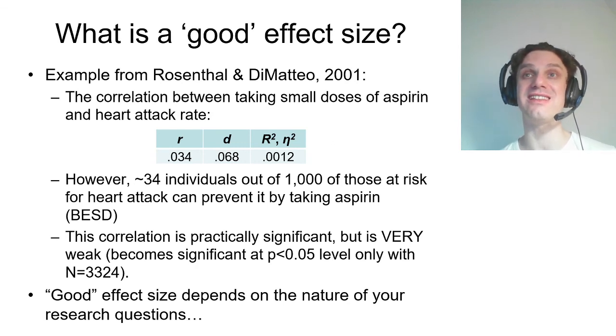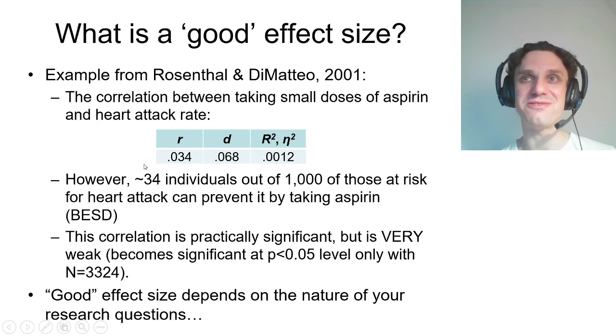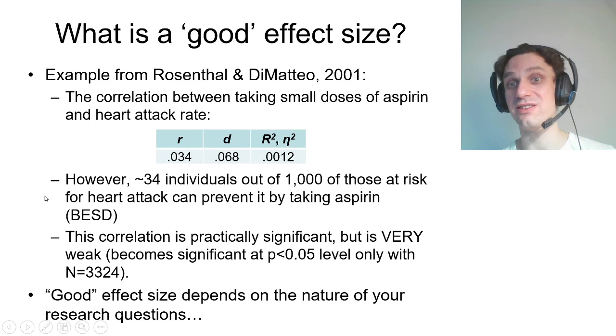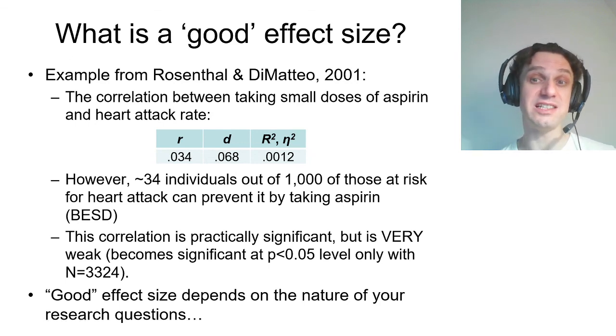And here you can see that this tetrachoric correlation coefficient is 0.034. It's very, very small. It's not the significance level. It's the actual correlation itself. But if we look at the binomial effect size display, imagine that 1,000 people who are at risk for a heart attack are taking aspirin. As a result, 34 of them will avoid heart attack just thanks to aspirin.